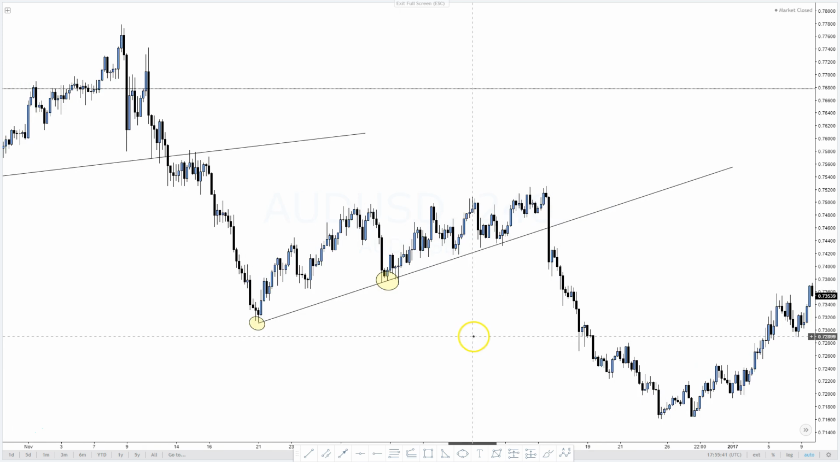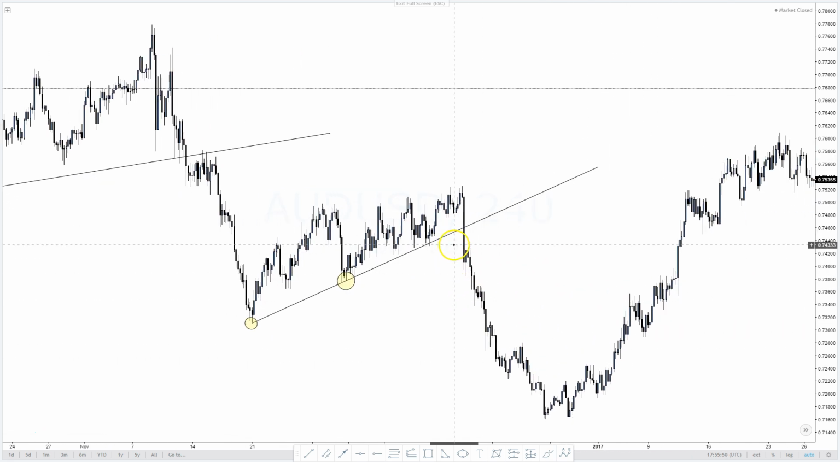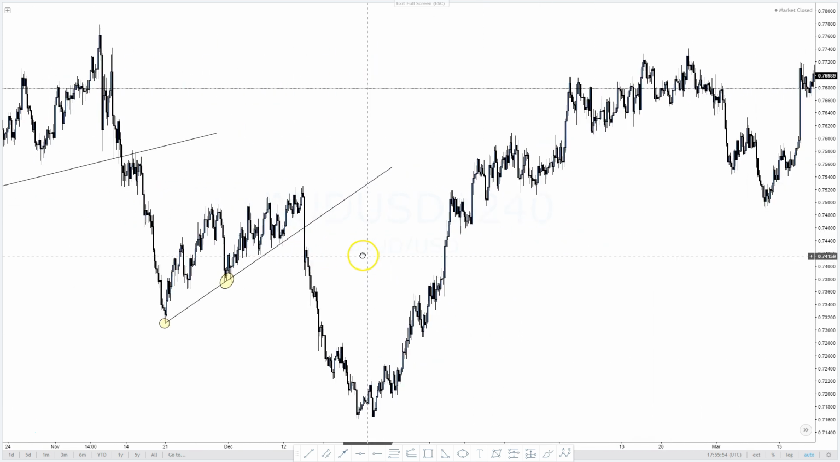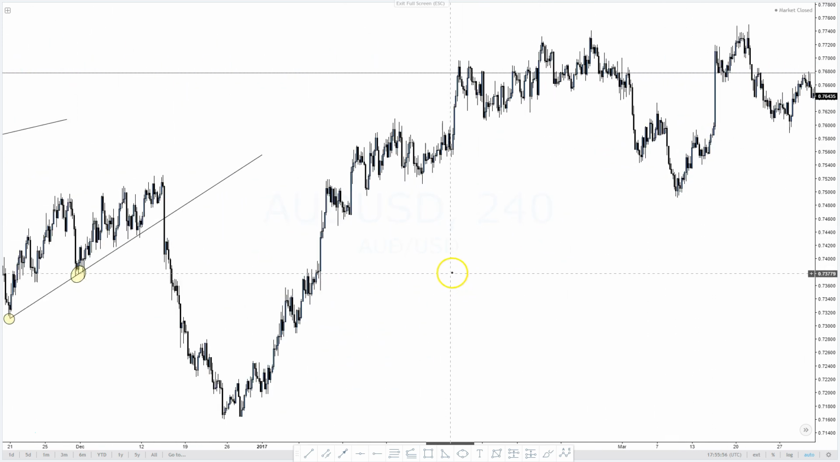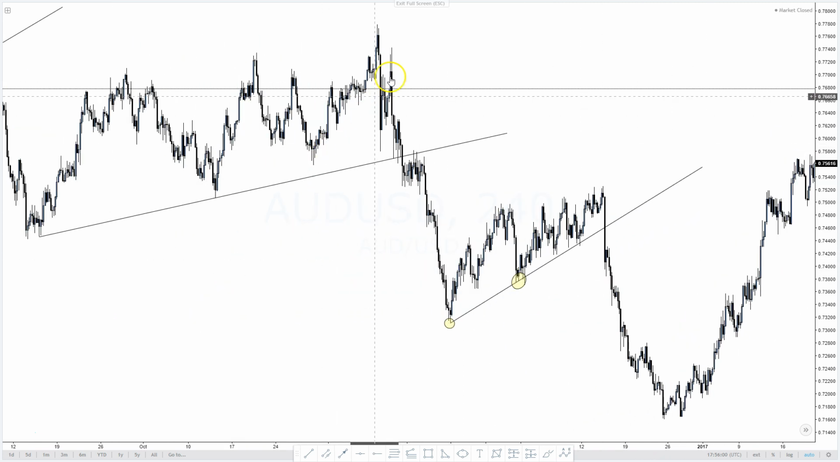Okay, 2 points, run it through. Multiple reactions, a lot of reactions near it, and then finally when price breaks it, boom, starts dropping. Okay, drops off heavily right here, bottoms out, pulls back. And then starts going in an uptrend again. But notice what's really important, guys, is figuring out your bias.